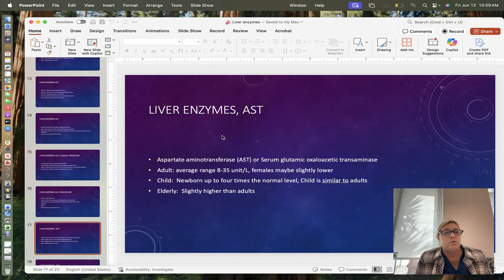AST. So this is called aspartate aminotransferase, or serum glutamic oxalate transaminase, which they used to refer to as SGOT. The average adult range is going to be between 8 to 35 units a liter, and females may be slightly lower in this category. Newborns up to 4 times the normal. So just remember, newborns tend to be very high in liver enzymes, and the child is similar to adults. In the elderly, you might see it slightly higher than in adults.